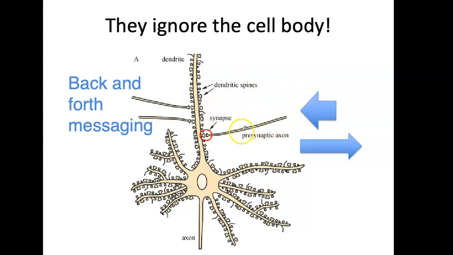This is showing a presynaptic axon, so an axon from another cell that could be then communicating directly to these dendritic spines. Not just to the dendrite that then has to transfer to the cell body and down to the axon, but it's able to communicate at that level here and send or receive information, which is interesting.